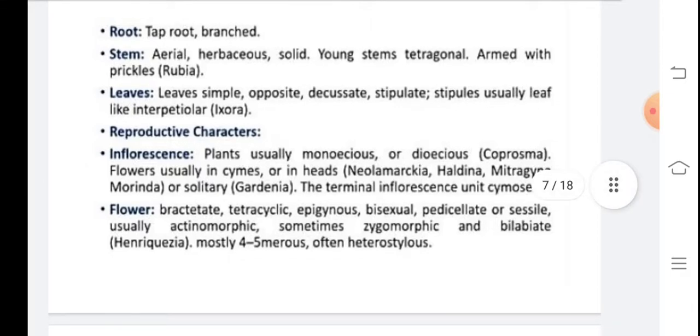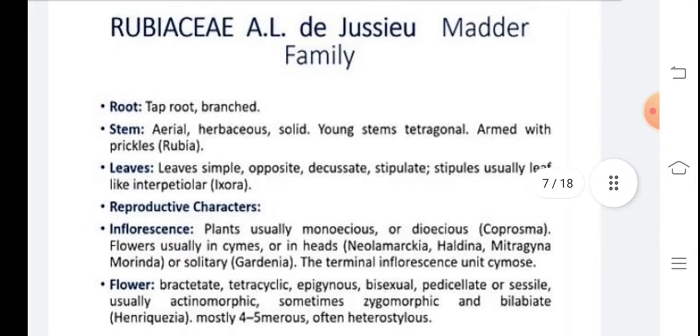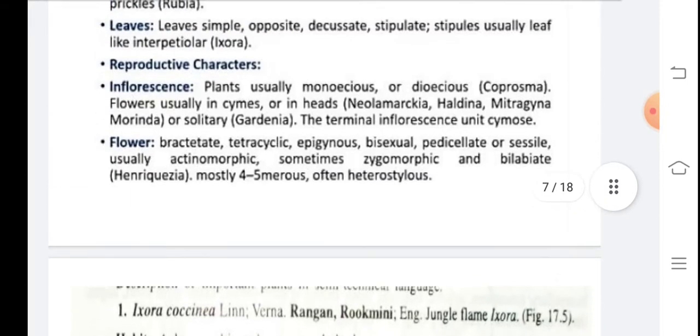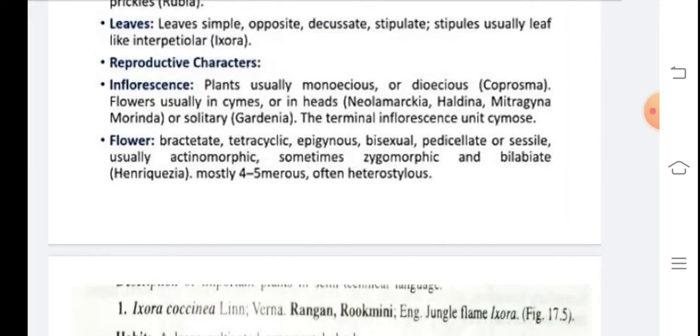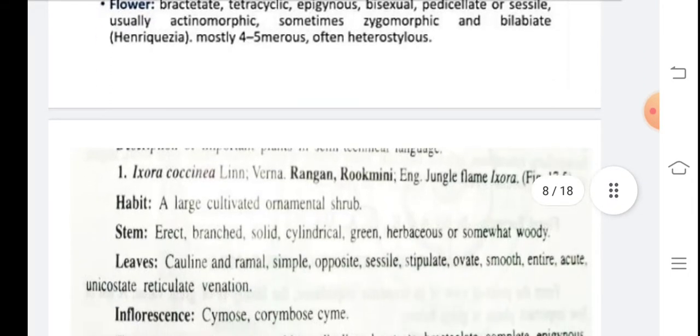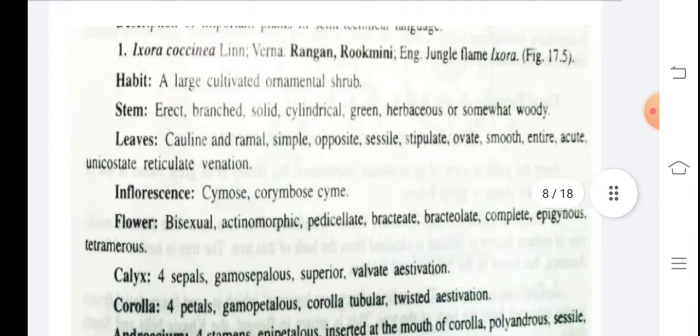Then the flower is bracteate, tetracyclic, epigynous. So we have seen all these characters. In some conditions it is zygomorphic and bilabiate. Henriquezia is the genus. It is showing zygomorphic, but just for our information, we should know this. Our plant is Ixora coccinea.